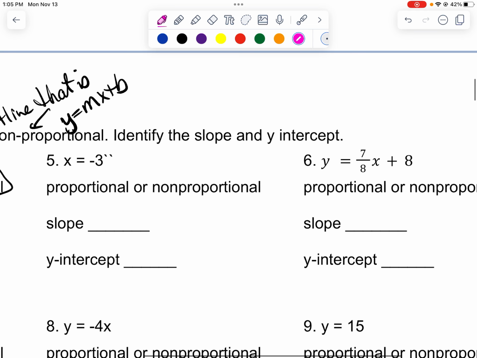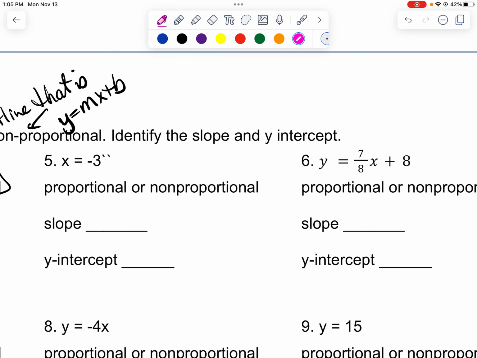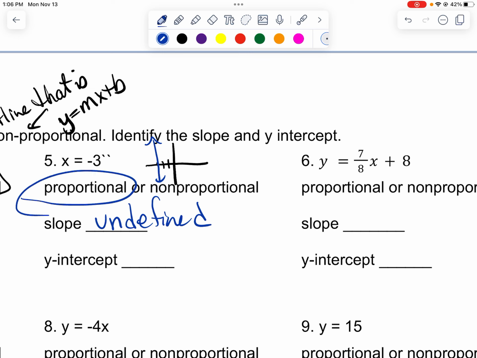So over here, is this proportional? Well, hopefully you guys remember that this is actually a vertical line going like this. Does it have a slope? No. The slope is undefined. Does it go through 0, 0? No. The y-intercept, it doesn't hit the y-axis at all. There is none.